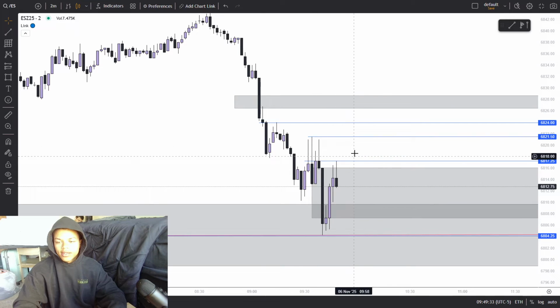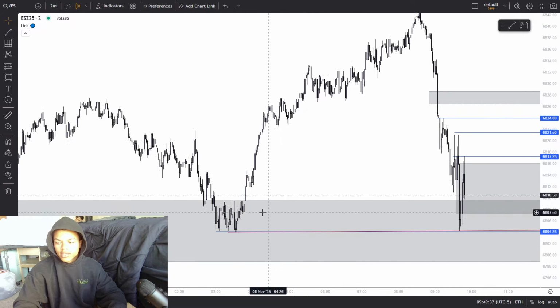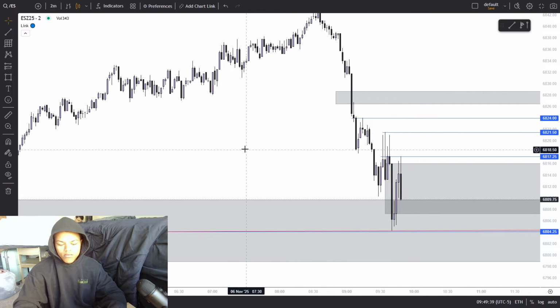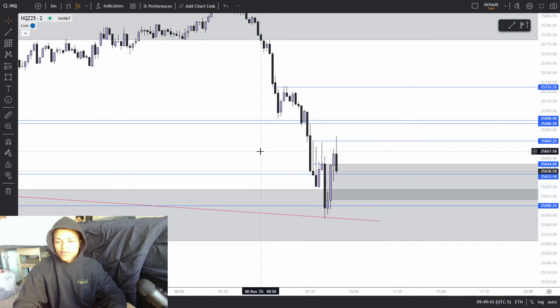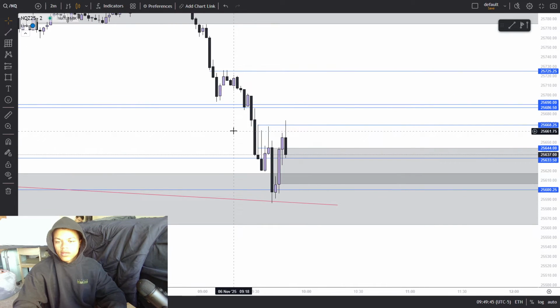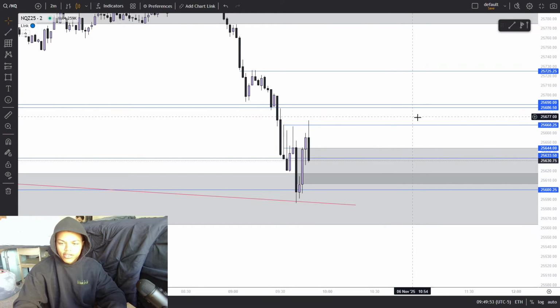Don't like how we didn't have proper displacement yet. Still may be wanting to come towards these lows. Alright, I'll wait till we mitigate this order block right here, or this fair value gap, and I'm gonna enter in most likely.